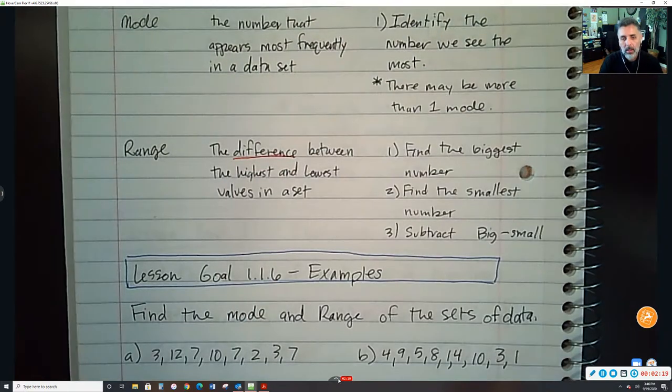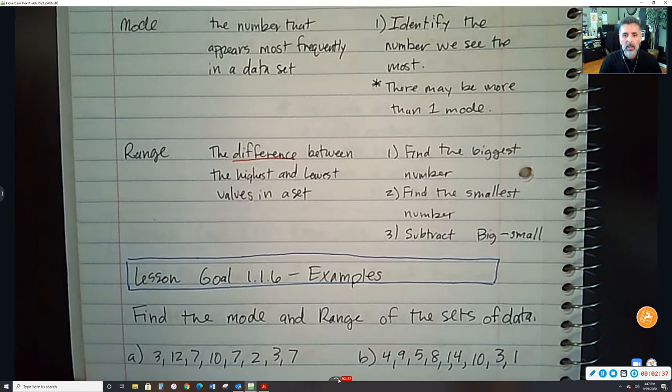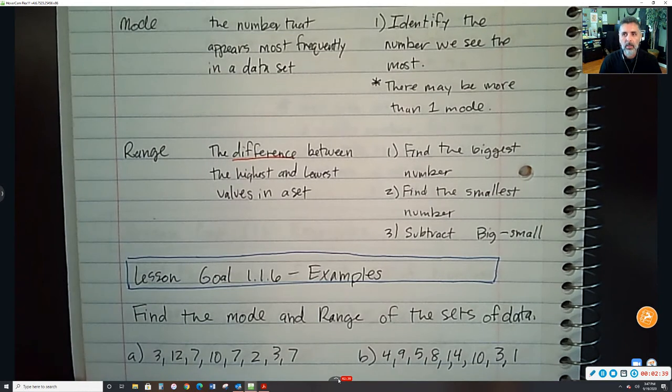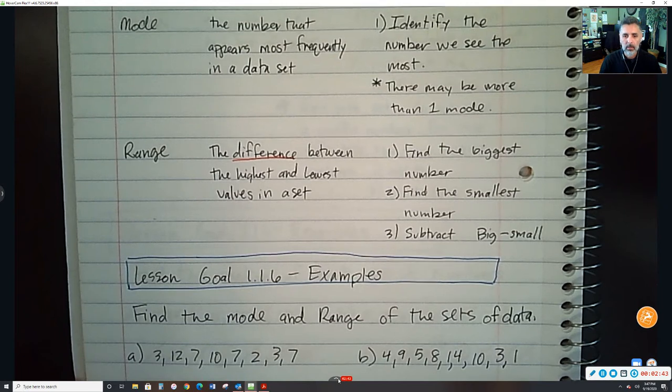Okay, so again, copy that. Finding these is not difficult, but it's a new concept that some of you have not done, so it may take a while. So let's go ahead, and if you need to copy this, pause it and copy it. I'm going to lower it for the examples.